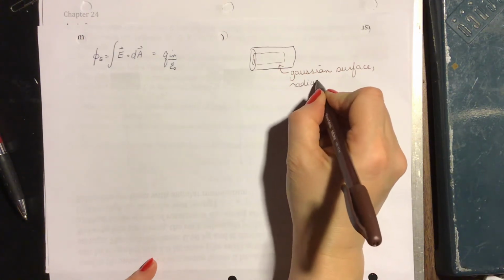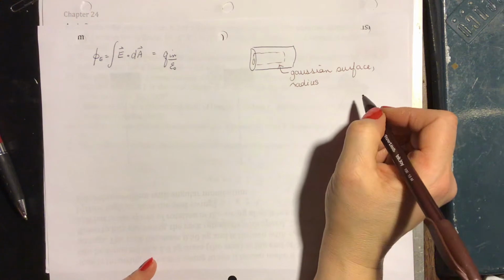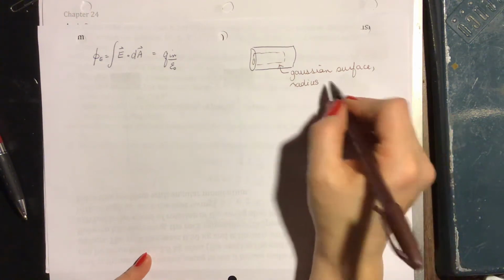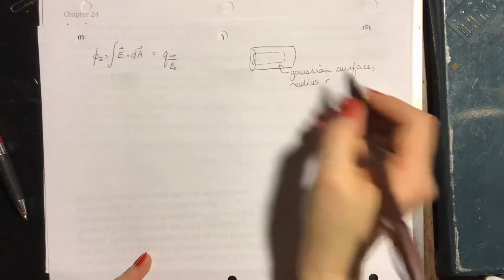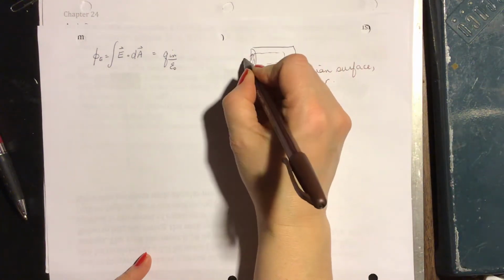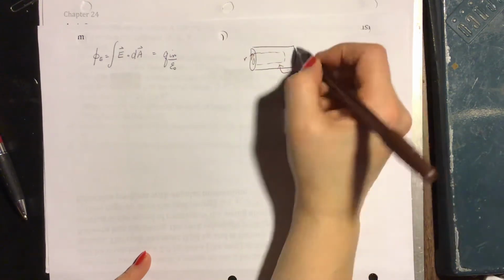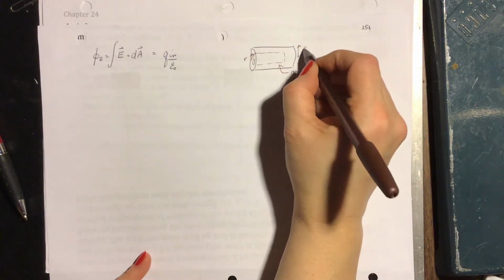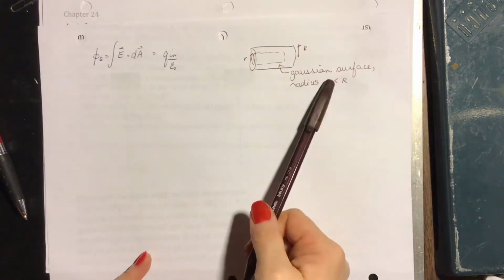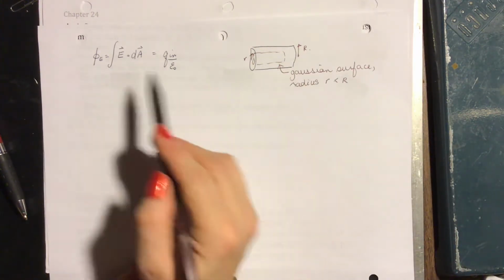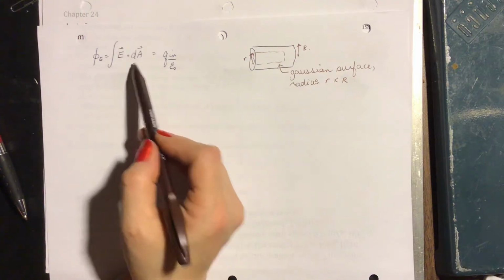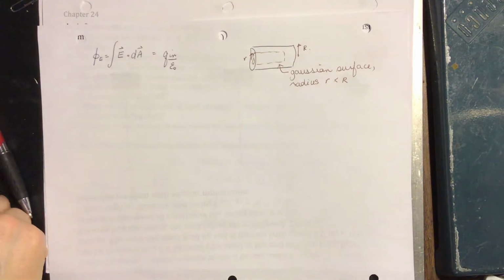So we don't get too confused with all these r's, we can call this radius little r. Gaussian surface, radius r, less than the radius of the whole cylinder. So that's our Gaussian surface. The two things we want to sort out: what do we write down for the integral, and what do we write down for Q inside? Let's do the integral part first.